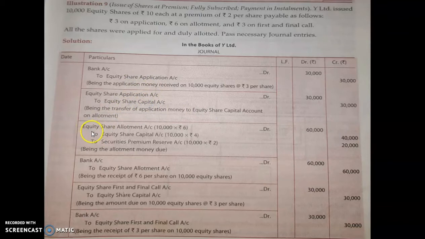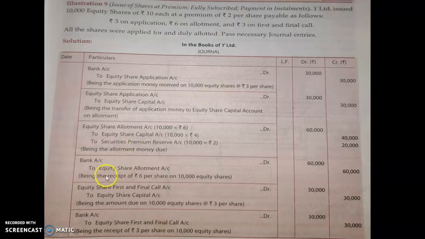Next entry is of allotment. As I told you, the next 2 entries will be related to the second installment. In case of the second installment, you know that 6 rupees is collected. Out of that, 2 rupees is of premium. Here it is not mentioned that 6 rupees includes premium, but you have to understand that if the question is silent as to when the premium is collected, it is understood that premium is collected at the time of allotment. So in this 6 rupees, 4 rupees is allotment money and 2 rupees is premium.